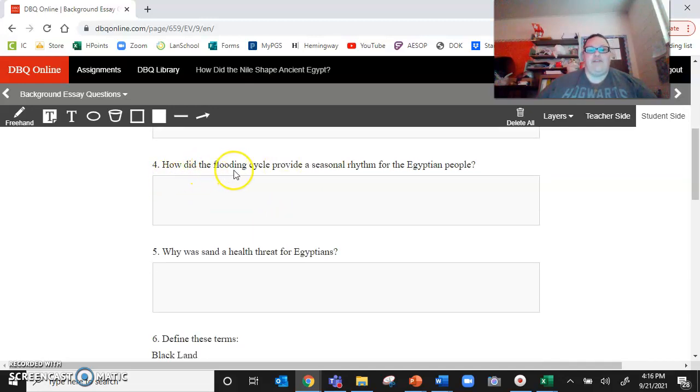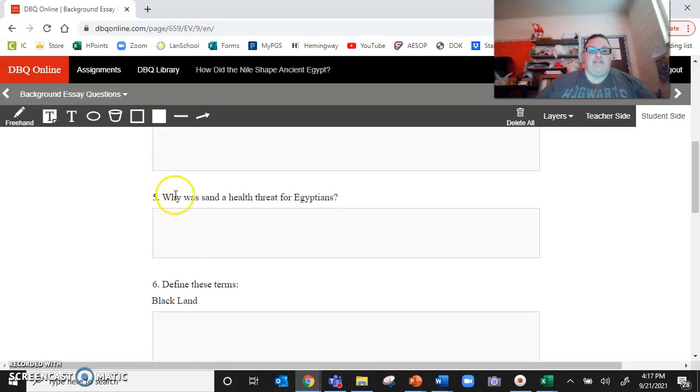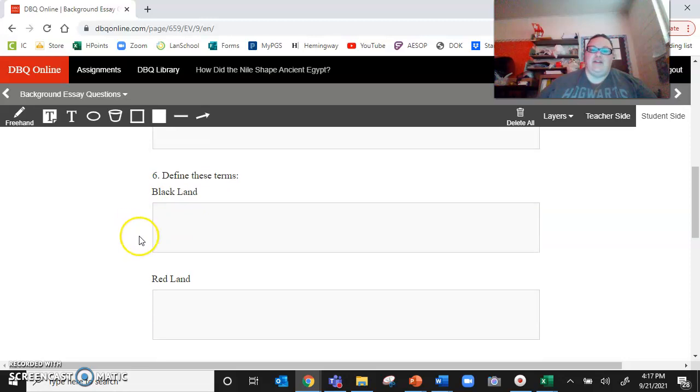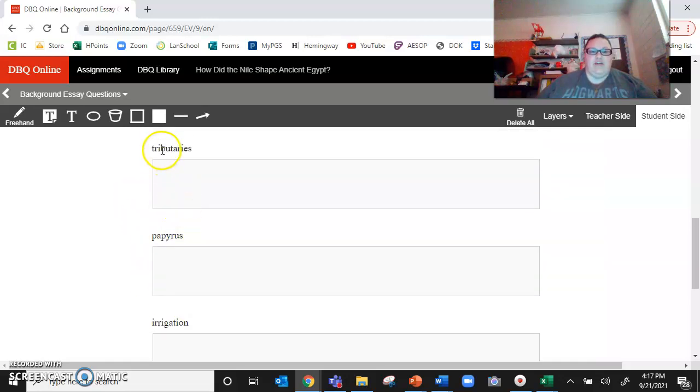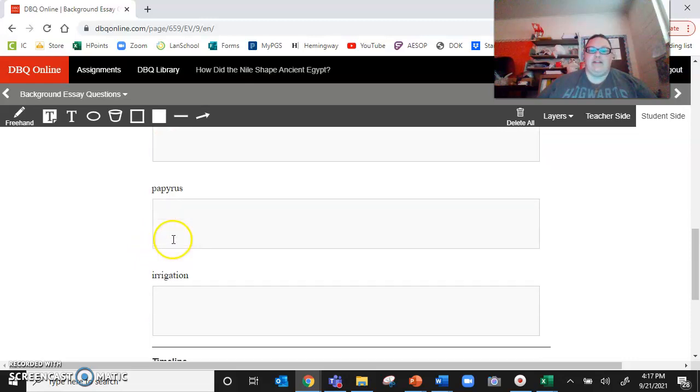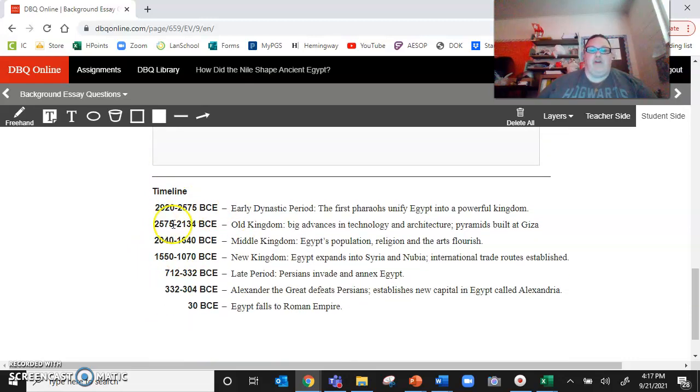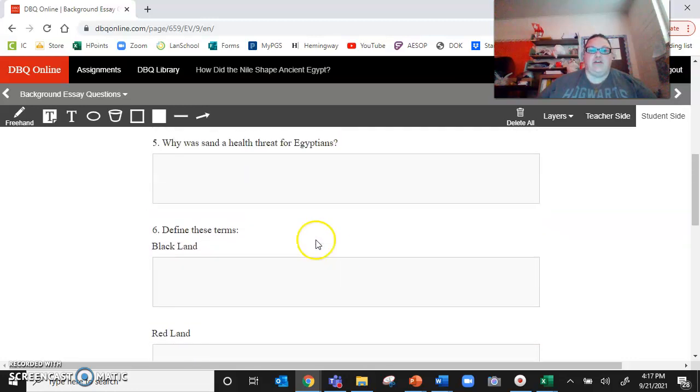Number 4, how did the flooding cycle provide a seasonal rhythm for the Egyptian people? The first phrase that we are looking for is flooding cycle, and the second phrase that we are looking for is seasonal rhythm. Number 5, why was sand a health threat for Egyptians? So we're looking for health threat and maybe also sand. And then the words that we have in bold, we are going to define: black land, red land, tributaries, papyrus, and irrigation.